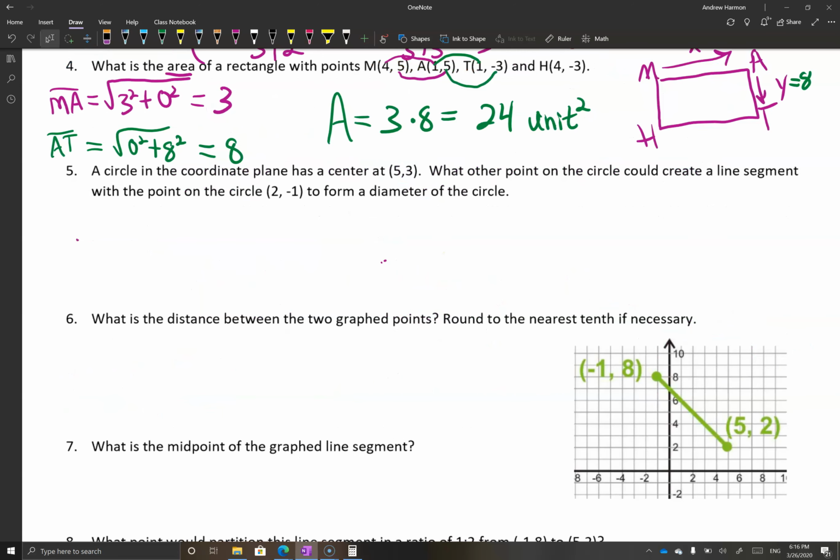A circle in the coordinate plane has a center at (5, 3). What other point on the circle could create a line segment with the point on the circle (2, -1) to form a diameter of the circle? Alright, that sounds insane. Let's draw it out.